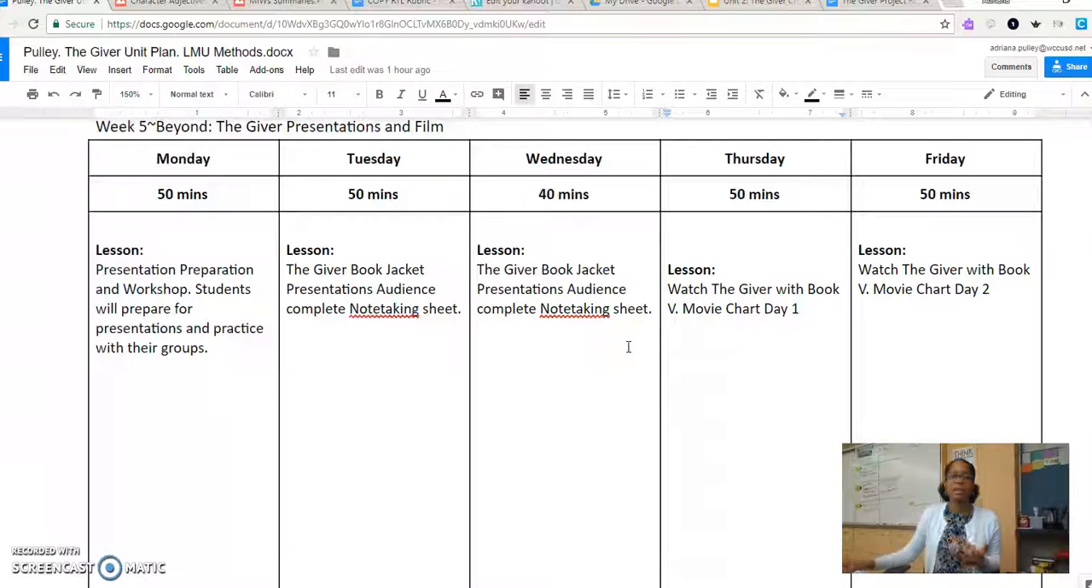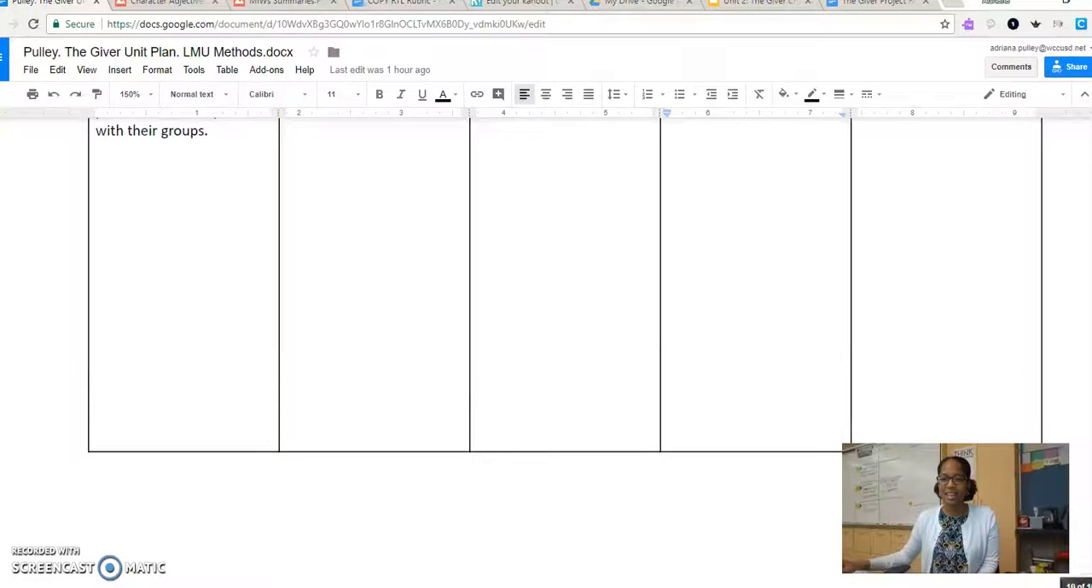So students, as I said, will be doing a presentation preparation workshop. Students are learning how to give a presentation. And then Tuesday and Wednesday will be presentations, and students are required to take notes on those. And the last 2 days, looking back to that standard where we examine and compare a written text to its filmed counterpart, we'll be watching The Giver movie, and students are required to compare and contrast the movie and the book. Okay? And I think that's about it.